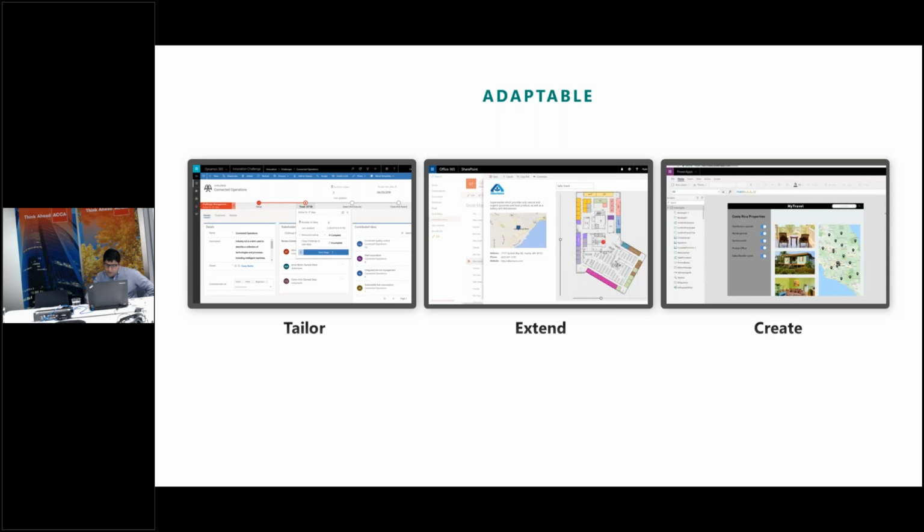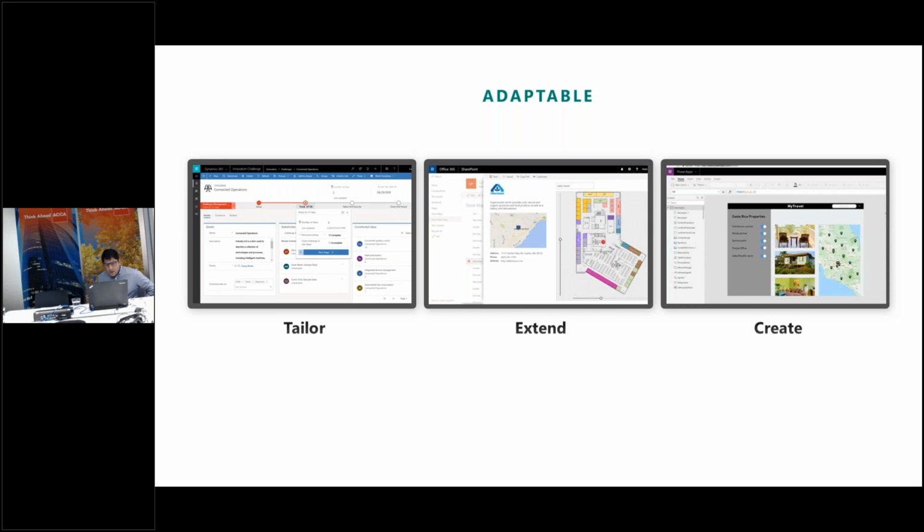And then the last part is adaptable. I started with talking about the business solution. I'm saying that business solutions have been there since ages, but what's new in the business world is that solutions are becoming modern, solutions are becoming intelligent, solutions are becoming unified in nature, and solutions are becoming adaptable.